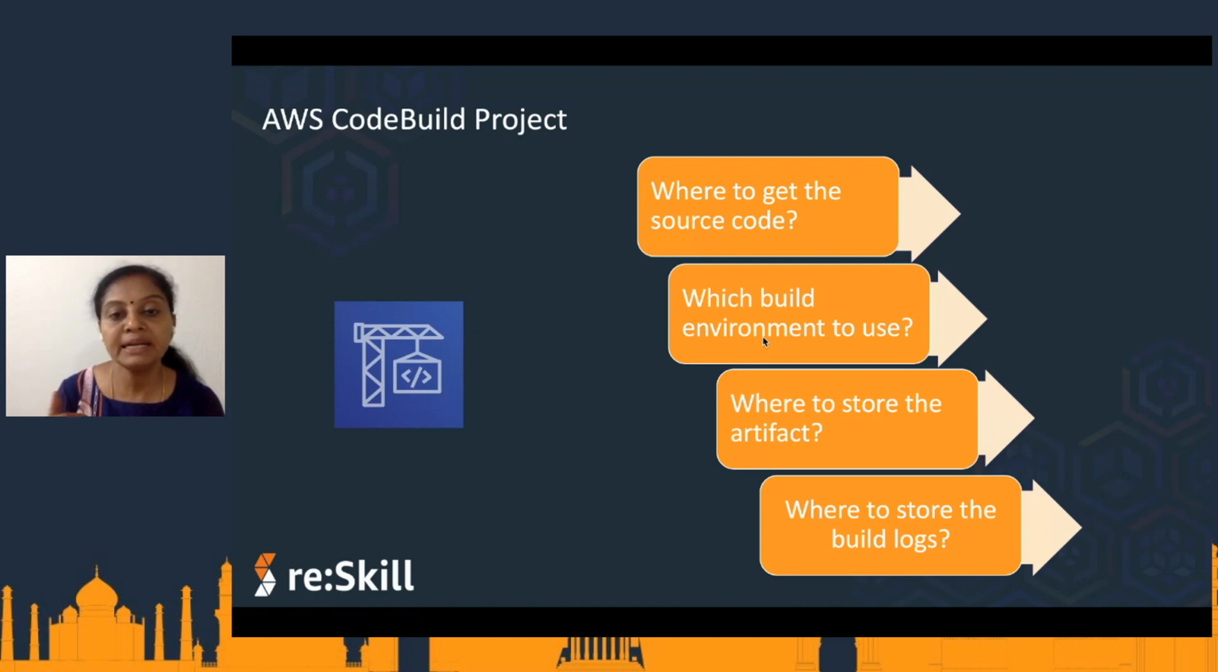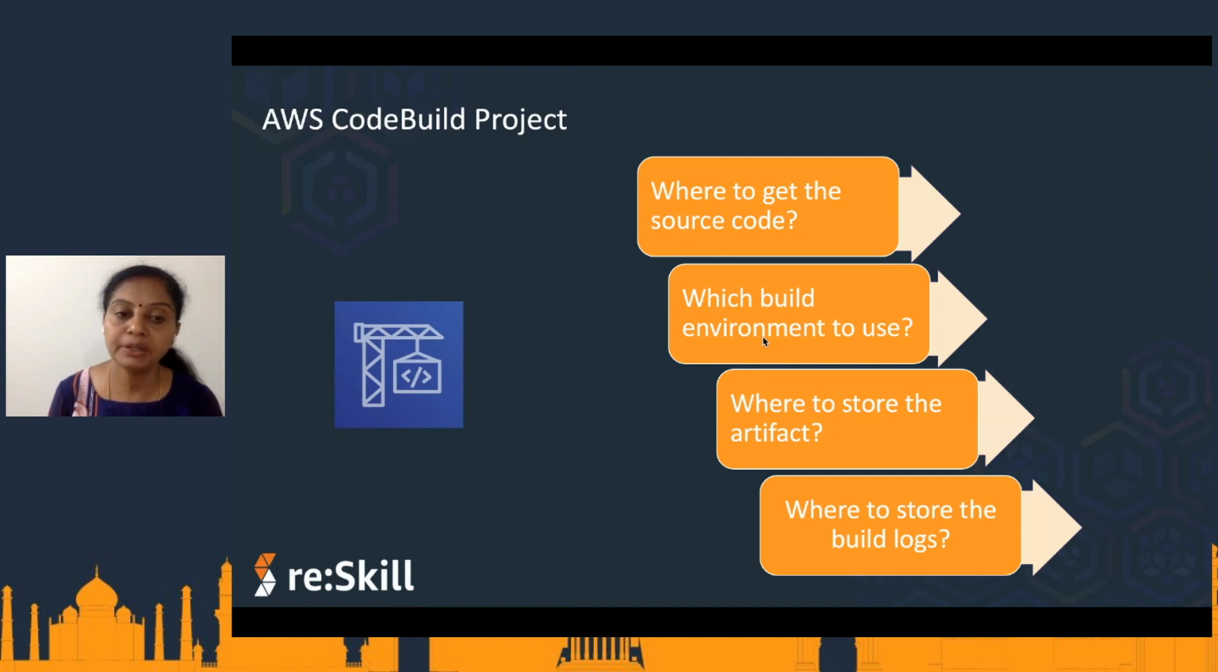Then you're going to choose the build environment, whether your OS is Windows or Linux. Is it for Java or .NET? You would choose, and then move on to choose the S3 bucket where you want to store the artifact. And finally, the most important step which you should not overlook is to store the logs. So you have to choose either S3 or CloudWatch to store your logs. You can store it in both, that's not a problem. But ensure you store the logs either in S3 or CloudWatch so that after the build is done, you have a place to go and view the logs.